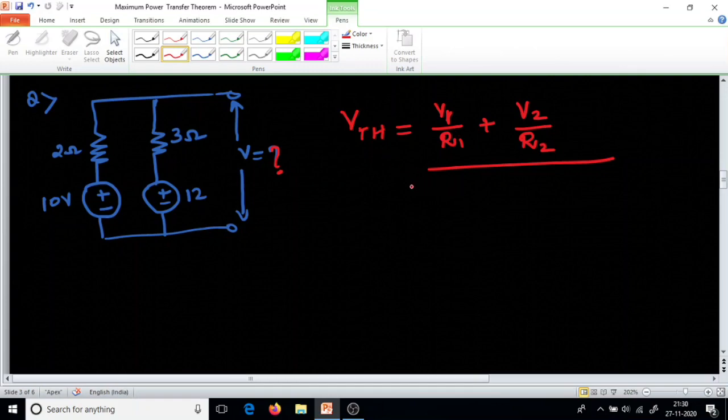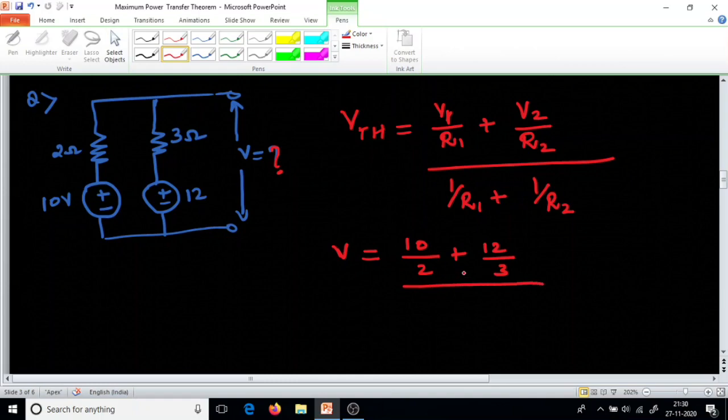Okay, now what is 1 by R1 plus 1 by R2? Once we solve this, we will get the answer for V. Now V equal to what? VTH equal to V1 by R1 plus V2 by R2. What is V? 10 by 2 plus 12 by 3. When we solve the problem, we have to consider the algebra. If this is reversed, plus and minus reversed, then it will come minus 12 by 3.